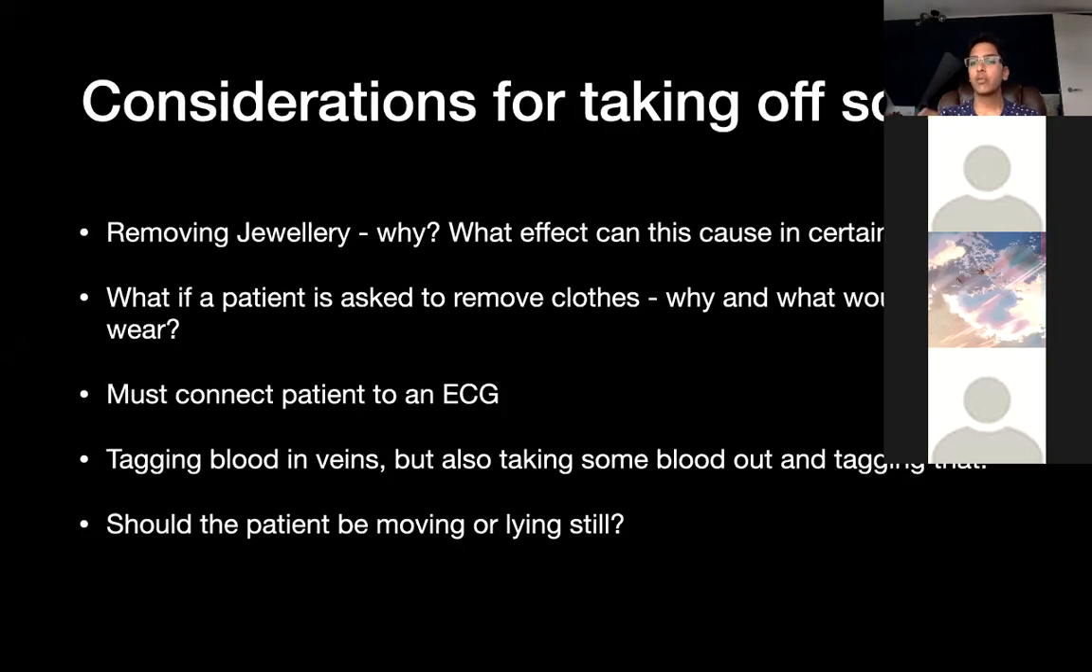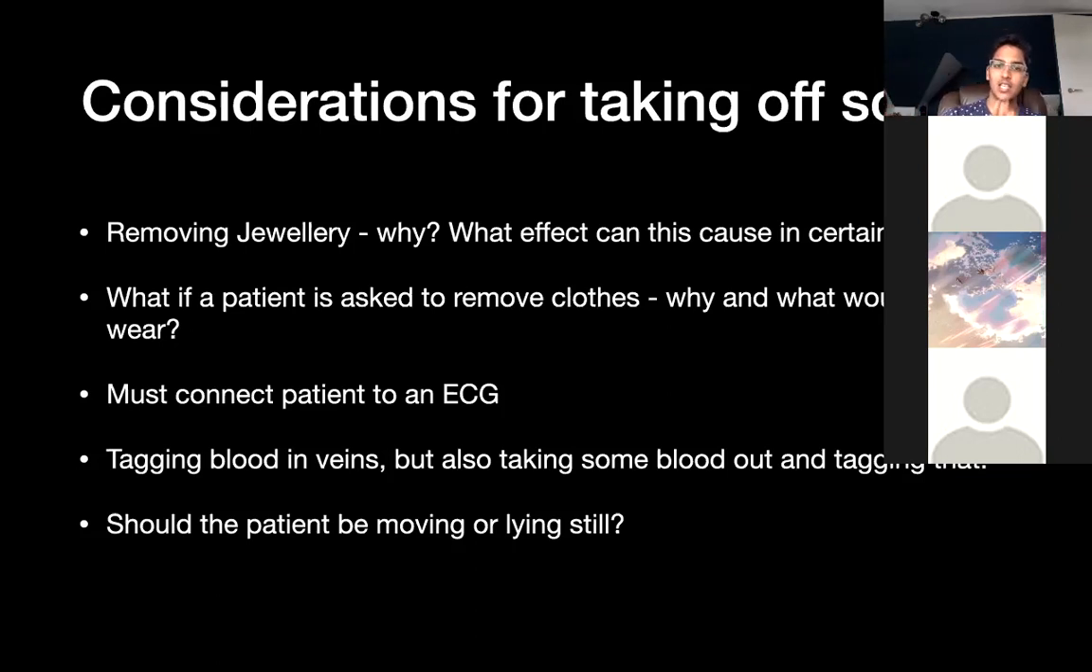If a patient is asked to remove clothes, what would they be told to wear? Very simple question. Don't need to overcomplicate it. What do you think? Obviously they might be asked to remove clothes if they're not working in the scan. They wear hospital gowns. Perfect, exactly. Why do you connect patients to an ECG? And what is the full form of an ECG, if you know this? To monitor heart rate, exactly.